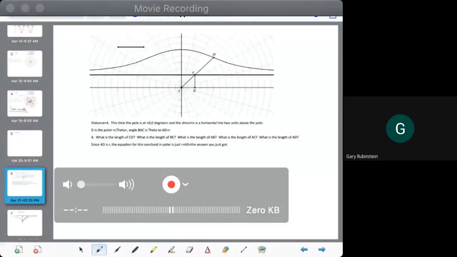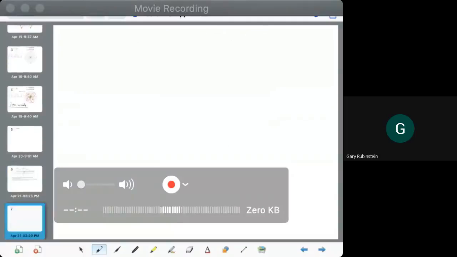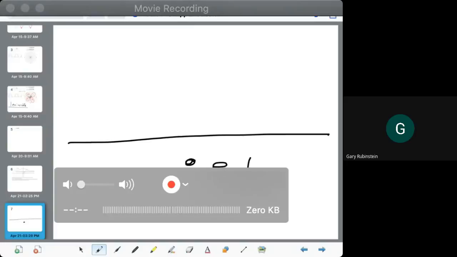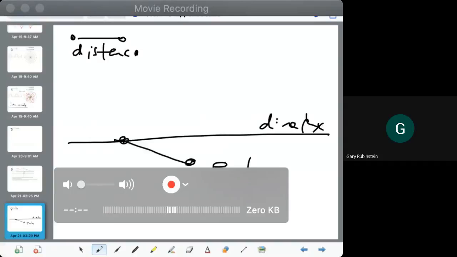Here we go. Okay, let me tell you a little bit about the conchoid of Nicomedes. Basically, what you have is a line, which is called the directrix, and you have a point, which is called the pole. Then you have this other random line segment, which is known as the distance. And the way you get points on the conchoid is you pick any point on the directrix, and you go from the pole towards the directrix.